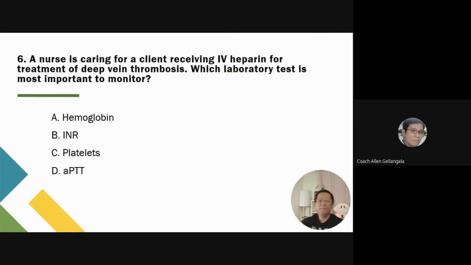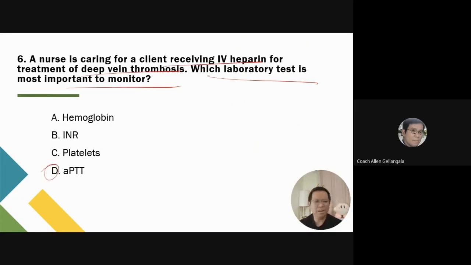Now, you have a patient who is being cared for and is receiving IV heparin for deep vein thrombosis. Which is the most important thing to monitor? Which laboratory test will you monitor? Okay, so this is almost a given question. The correct answer here is APTT.